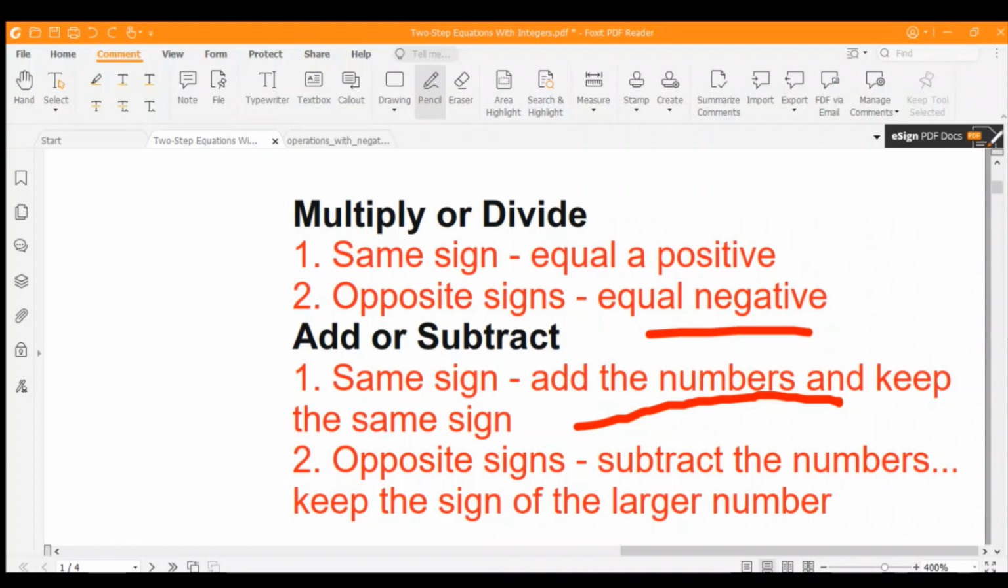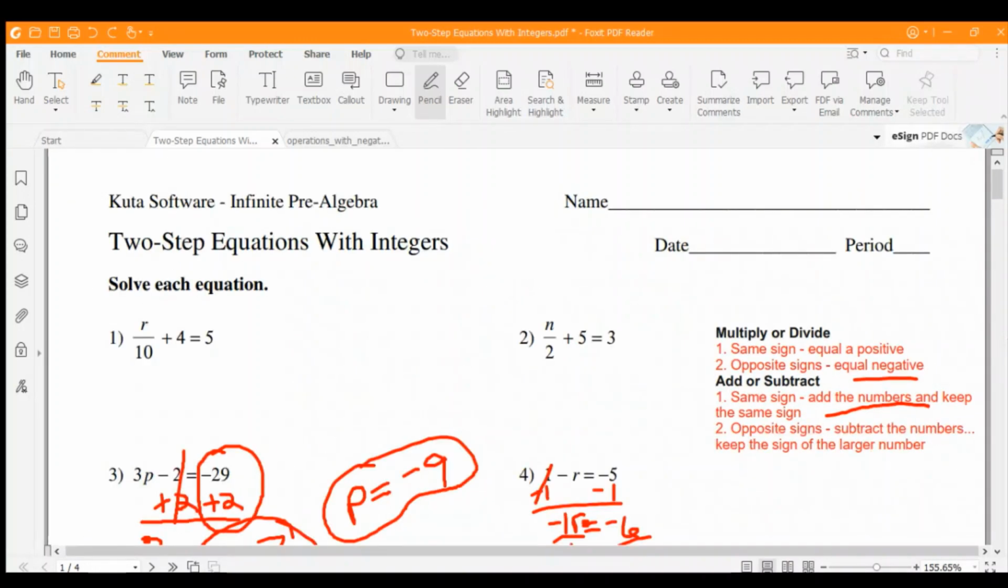Adding or subtracting is a different set of rules. The same sign means just add the physical numbers up and keep the sign. Okay, everything's negative, so keep everything negative. Negative 2 minus 1, hey, negative 3, keep everything negative. But if they're opposite signs, you're really subtracting the difference between those numbers, right? But you want to keep the sign of whatever number is physically larger.